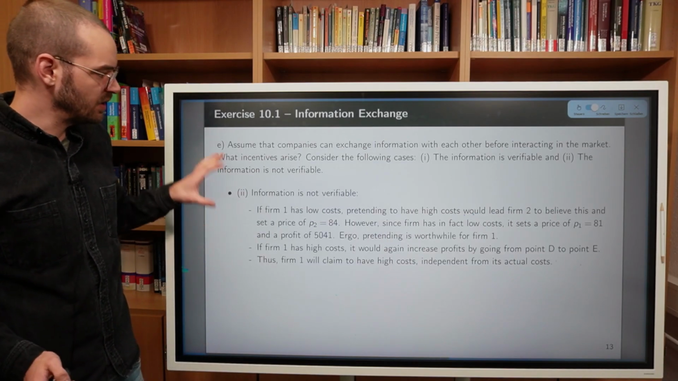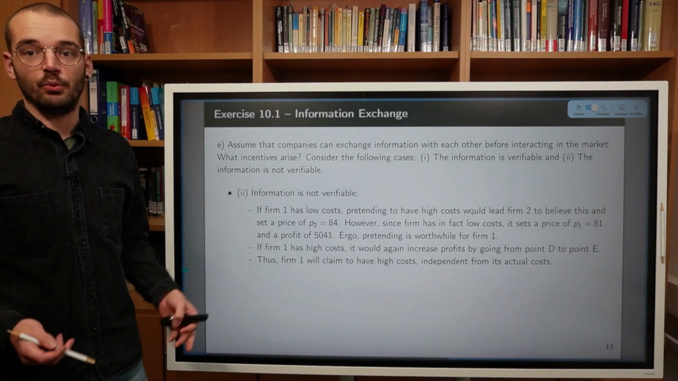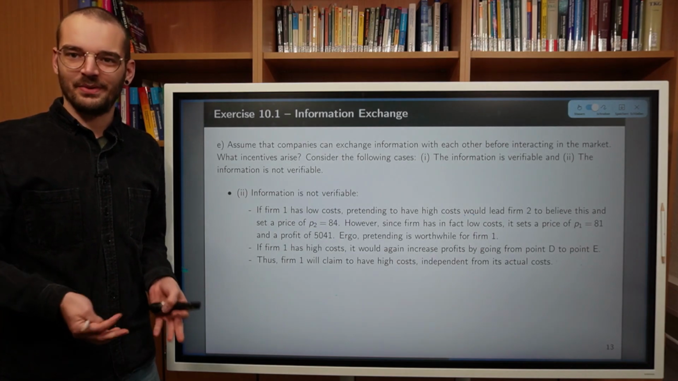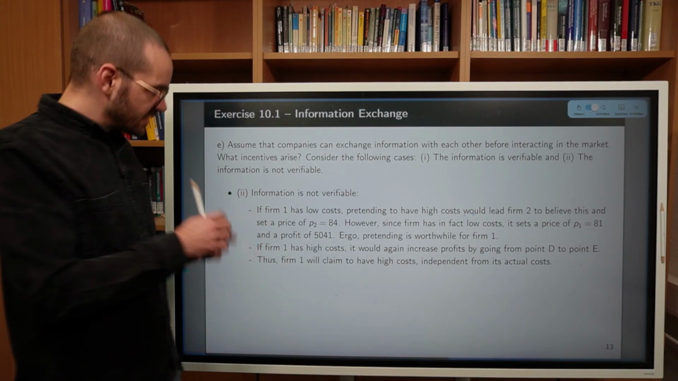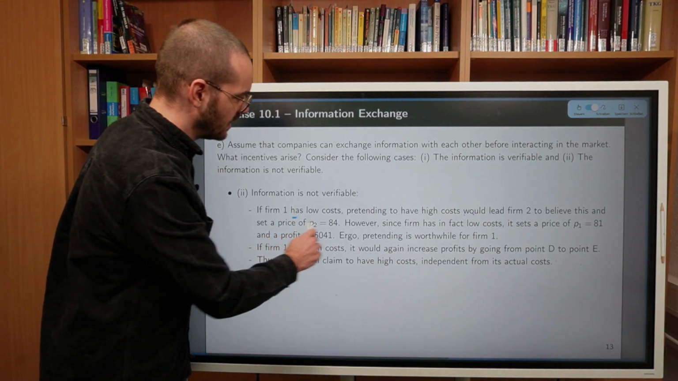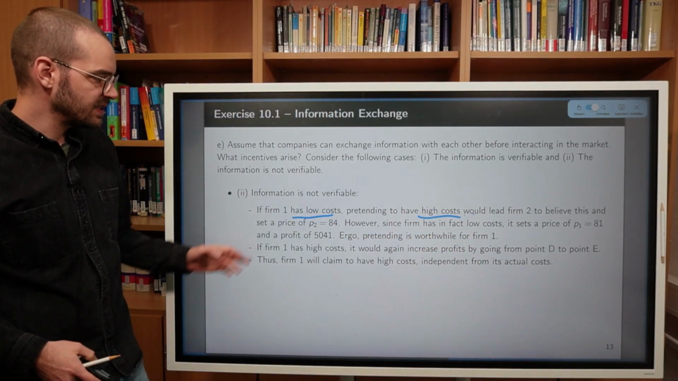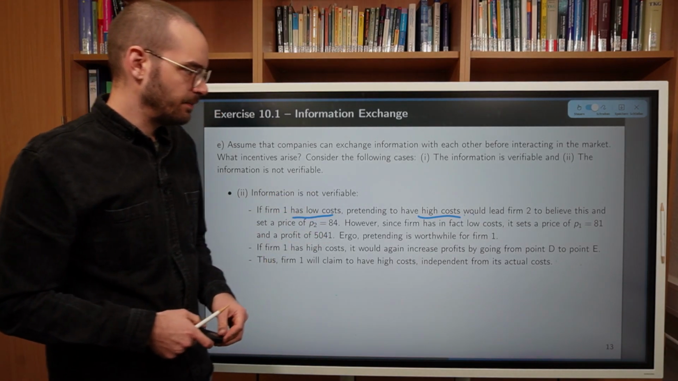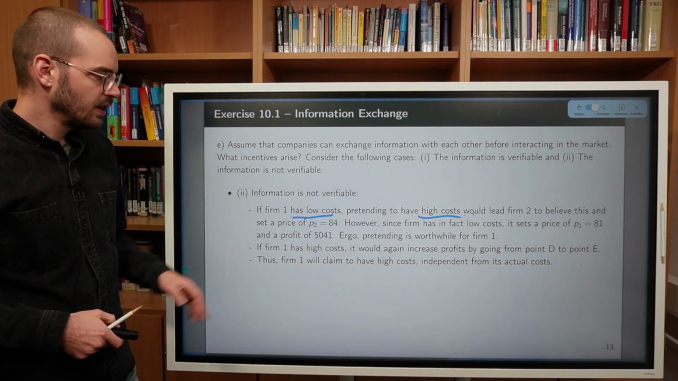Second part, information is not verifiable, so firm 2 cannot tell whether or not firm 1 lied. In other words, firm 1 is allowed to lie and to get away with it. In this case, if still the same basic concepts hold true, right? If firm 1 has low costs, pretending to have high costs, would lead firm 2 to believe this and set a price of P2 equal to 85. However, since firm 1 has in fact low cost, it sets a price of 81.